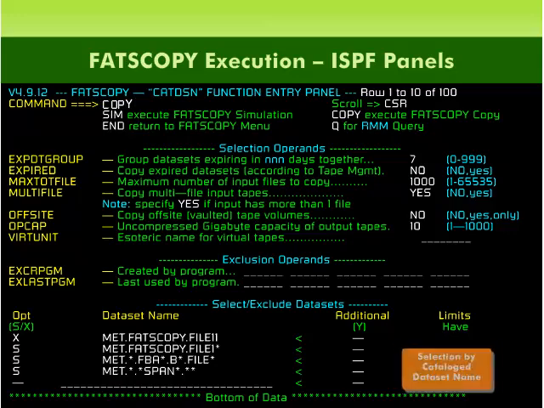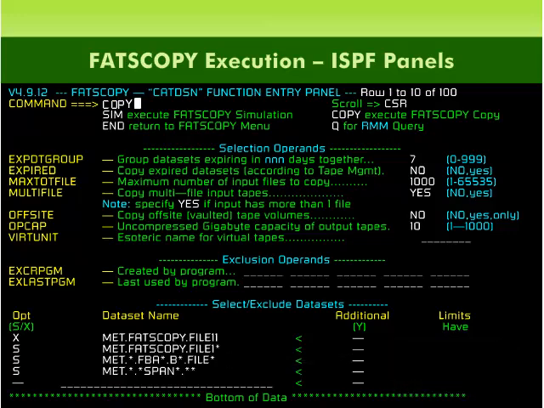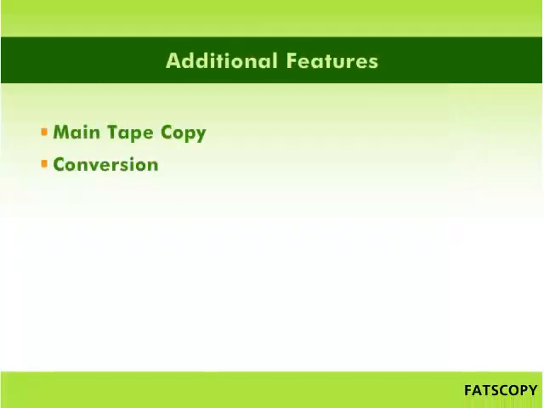Three sets of selection criteria will pick up a range of datasets from the MET application, and we've also provided an exclude for a specific file that will not be included in the copy process. We've set a value of 7 for the EXPDT group operand, which tells FATSCOPY to look at the expiration dates of the datasets being copied and to group together on the output tape or tapes those that expire within the same 7-day period.